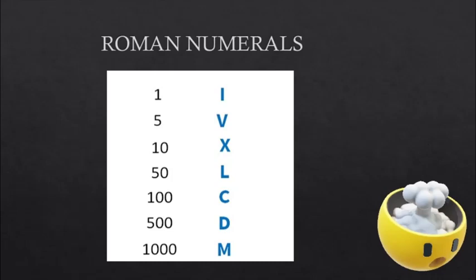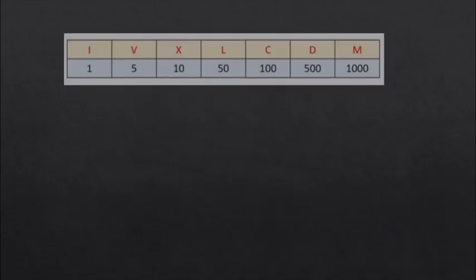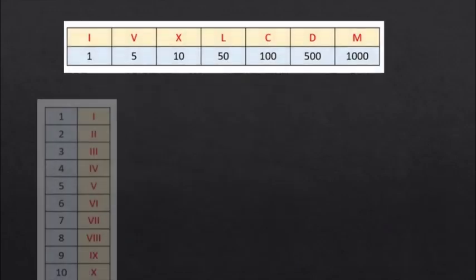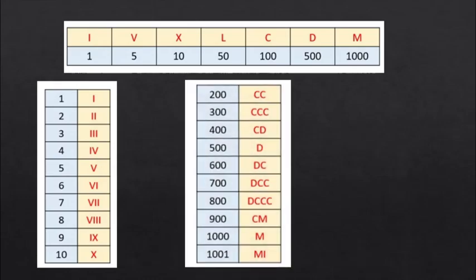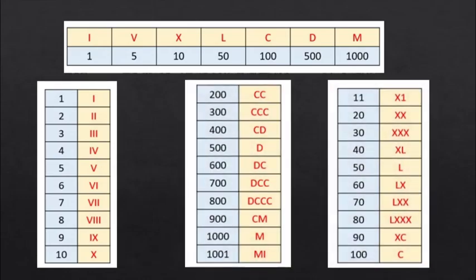Now, this year we will be using only 3 Roman numerals, that is 1, 5 and 10, which is I, V and X. Now, here are few examples of international numbers written in Roman form. Pause the video and go through all the numbers.